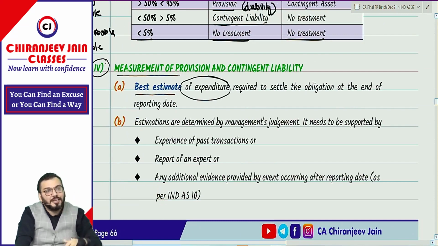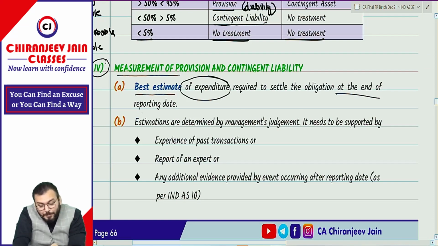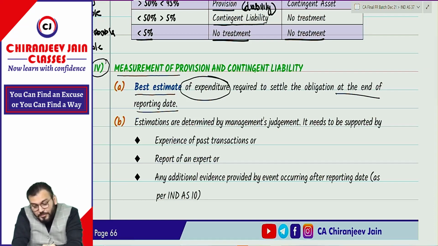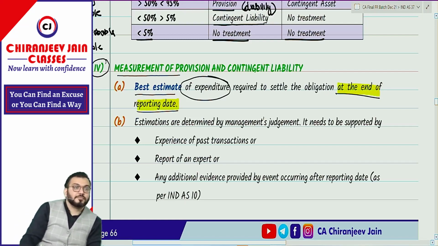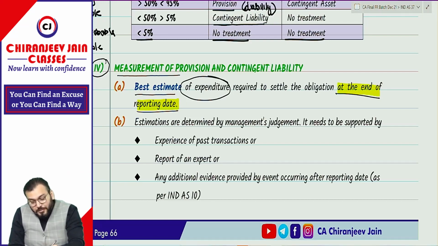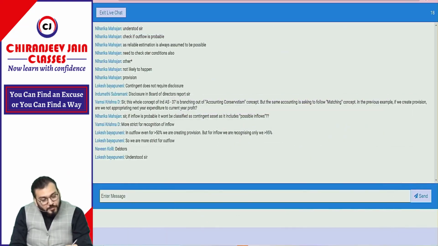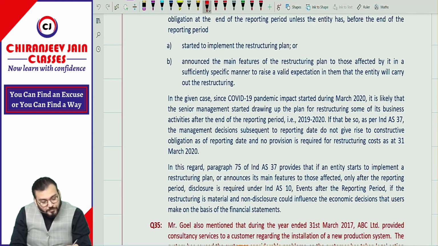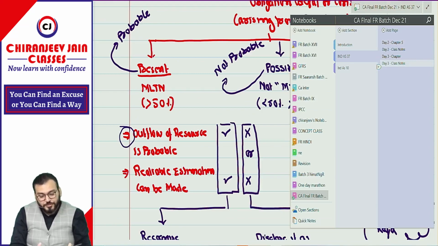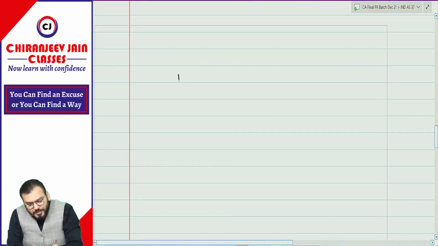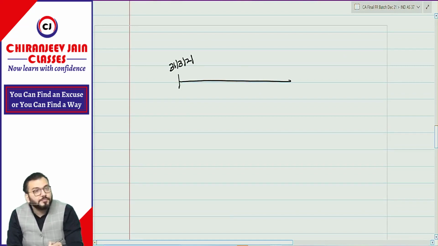At which point of time? At the end of the reporting date. Just try to understand, this is the keyword: at the end of the reporting date. Let me take one example. Suppose this is the reporting date, 31st March 2021, and condition A, condition B, condition C are satisfied.